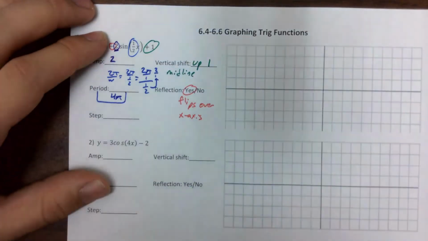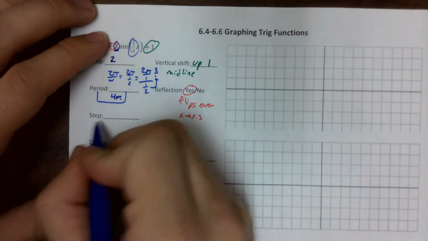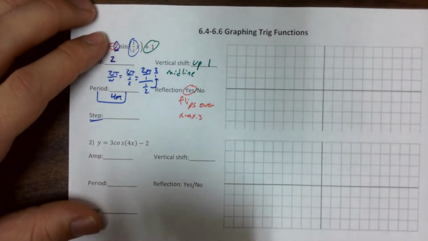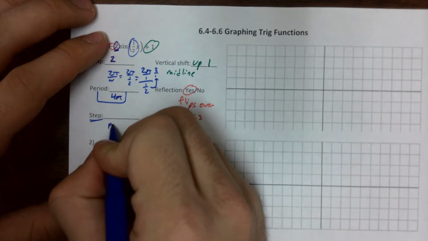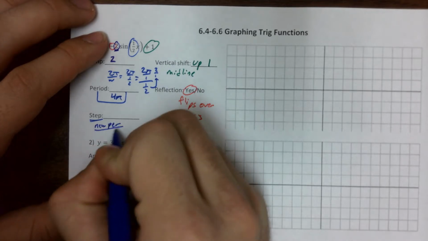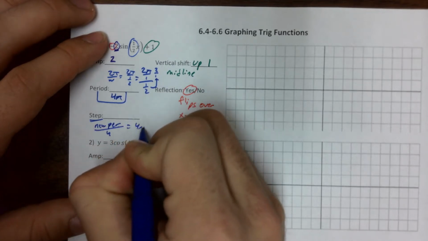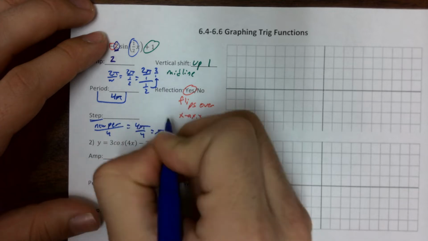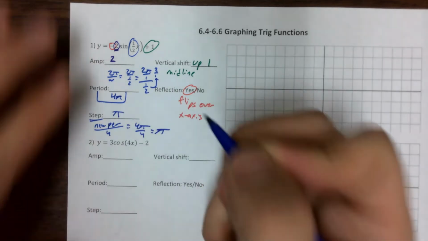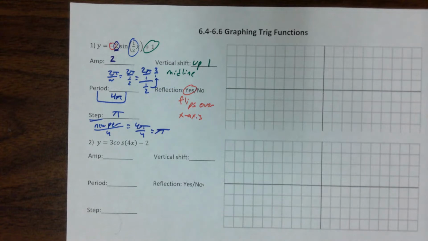Okay. And then to find my step, that's how I figure out the spacing between my points. My step is always my new period over 4. So 4 pi over 4, which is pi. So my step is going to be pi, or my scale is going to be pi. Right? So let's go from there.